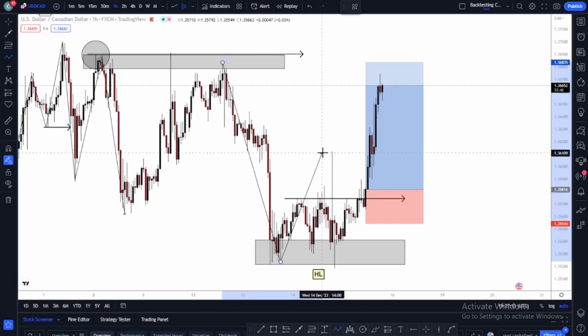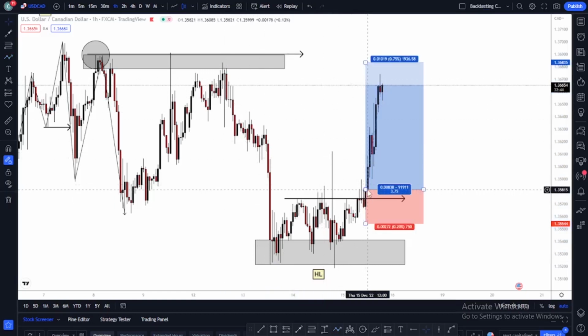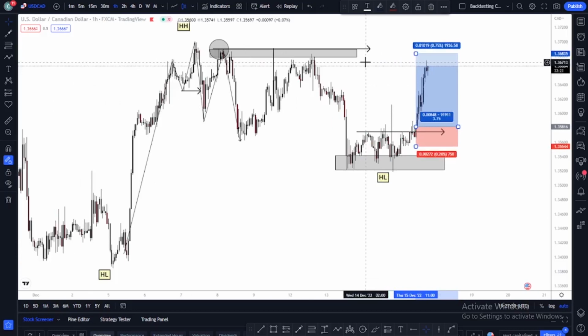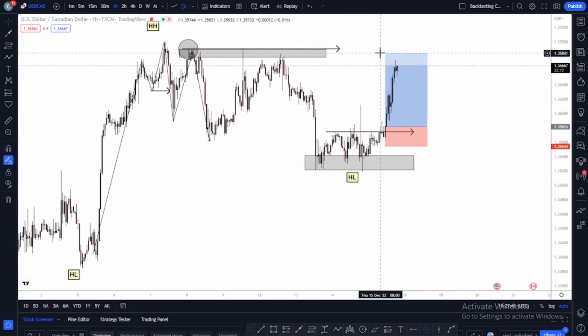Good. After I entered my trade right here, I put my stop loss right below this area or this wick, and I'll take profit right at a lower high. So this is my take profit. This is my first take profit.